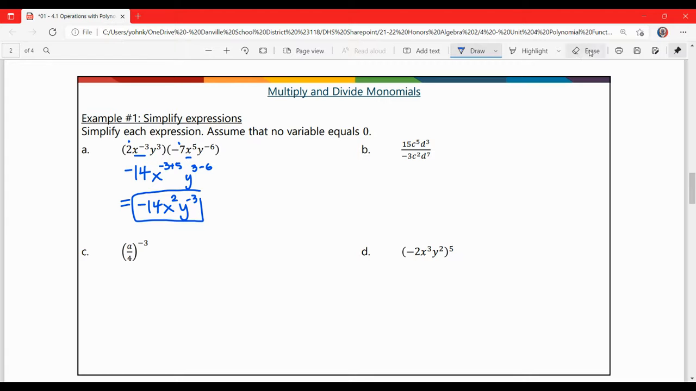Oh, but we're not done because we can't leave negative exponents. So what we're going to do is make a fraction. We're going to keep the -14 on top because only negative exponents swap positions, not negative values or negative coefficients. I'm going to leave the x squared on the top, and I'm going to move the y to the bottom and make its power 3.